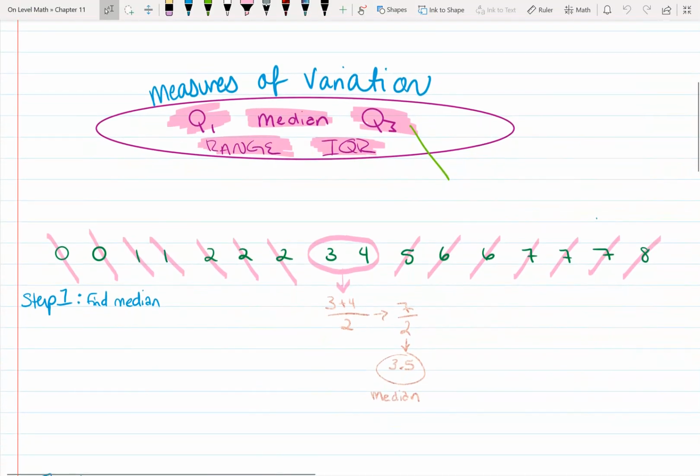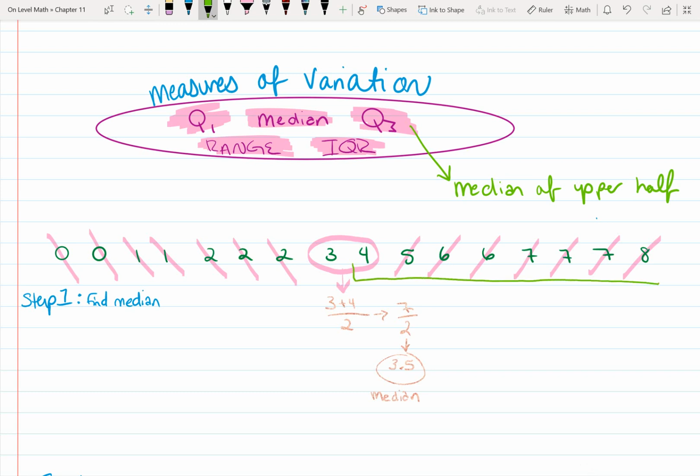Okay, it's finding the median of the upper half of data. So the upper half is everything that I've already crossed out on the right. However, this is super duper important. I also have to take into account that 4. Because I circled those two numbers, neither of those two numbers were actually the median. So I get to use 4 and up when I find the median of the upper half.